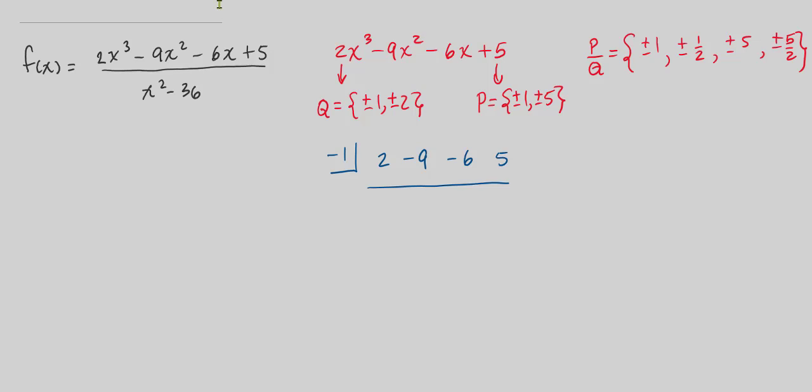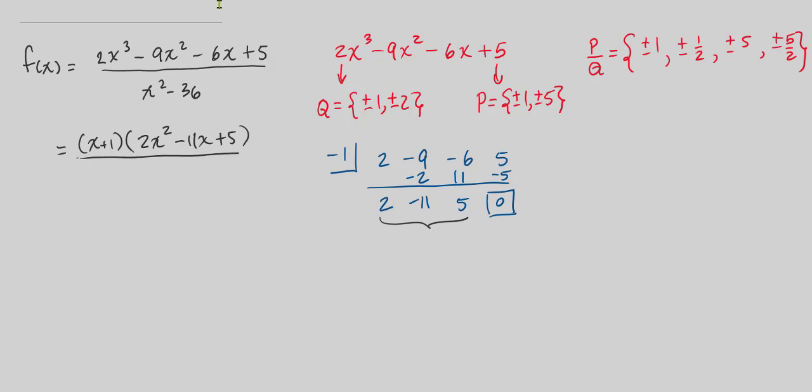So synthetic division, we drop the 2, we multiply by -1, we add, we multiply by -1, we add, we multiply by -1 and add. We have a 0 there, so that tells us that the corresponding factor is x plus 1. And these down here will be the coefficients of the corresponding quadratic factor. And this is where we're at.